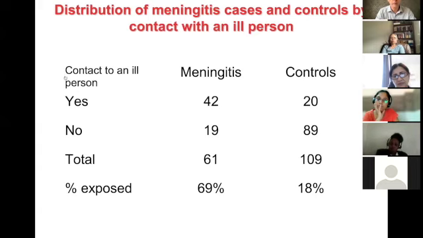And we asked them, were you in contact to an ill person? Is this one of the major risk factors? And the cases, 69% of them reported to us that they had been in close contact with another ill person, while only 18% of the controls. Could this risk factor be a risk factor for this outbreak? What do you think?